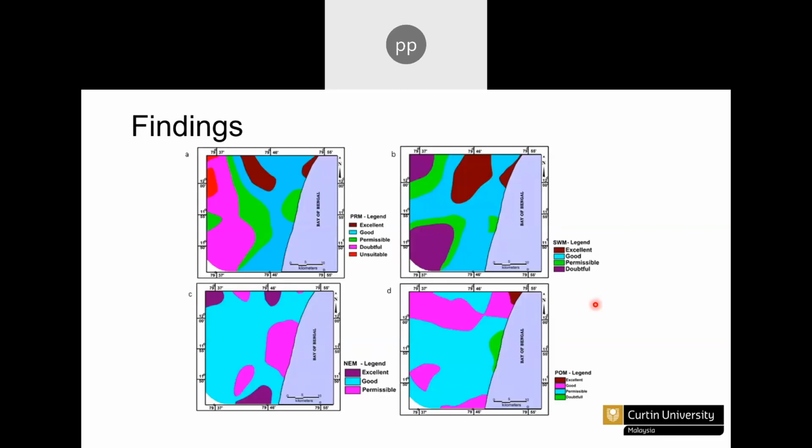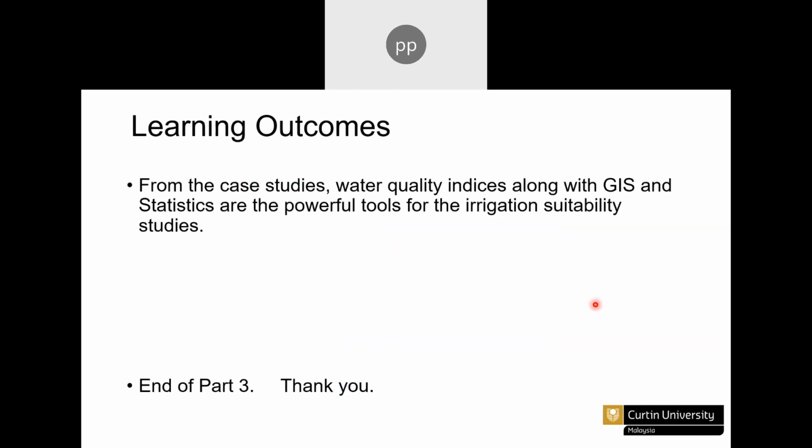And based upon these two case studies, these are the learning outcomes. It was identified that water quality indices along with GIS and statistics are powerful tools for irrigation suitability studies. So this is the end of part 3, and thank you for listening.